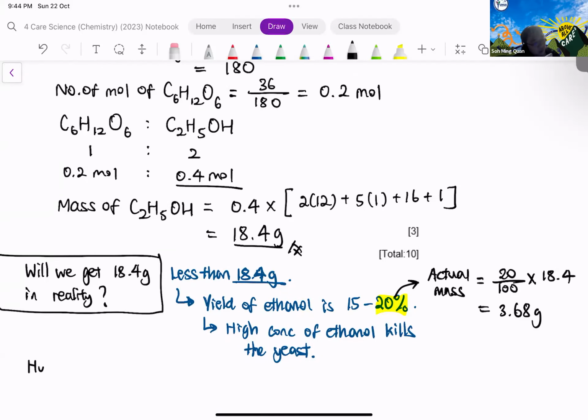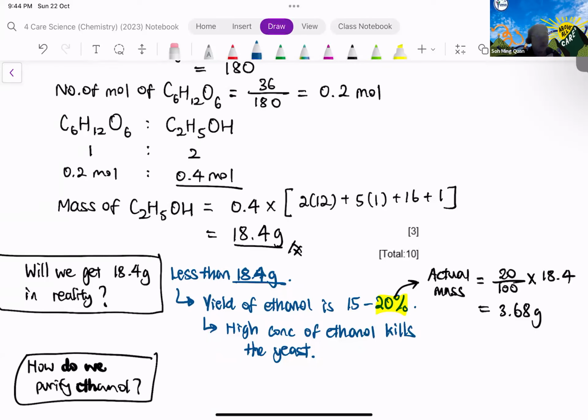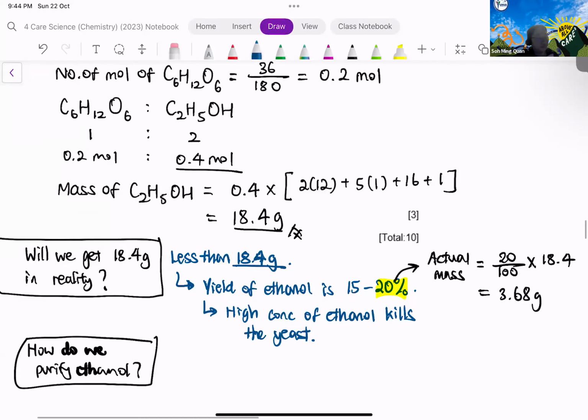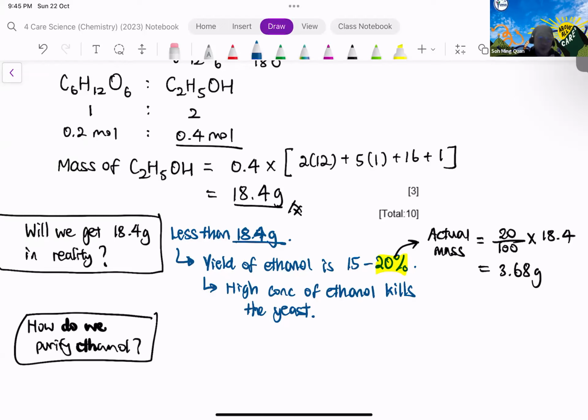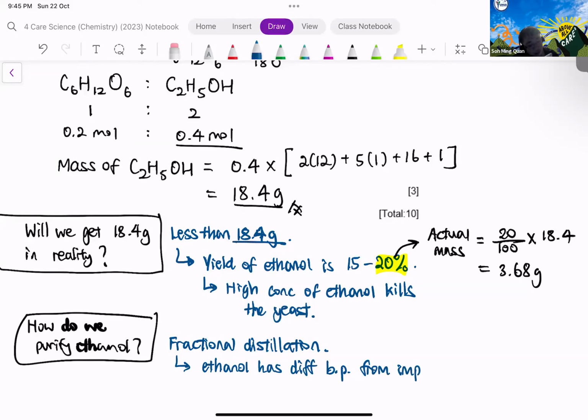Next, how do we purify the ethanol? Which method will we use to purify the ethanol from the mixture? So the answer, of course, is that the method used to purify ethanol is fractional distillation. I've said this before in class in our fermentation notes. I've also written it down. Fractional distillation is the method of separation to purify ethanol from the mixture. Now this works because obviously the ethanol has a different boiling point from the impurities.